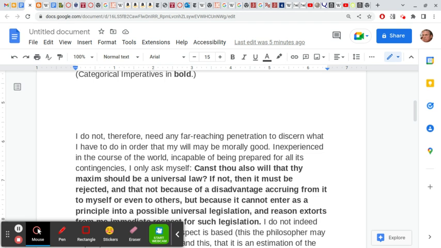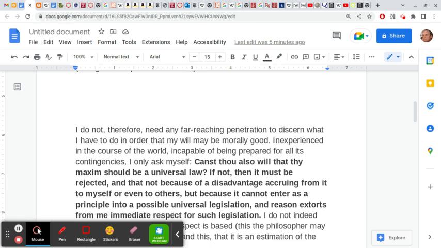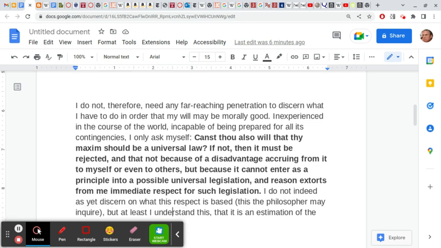The first categorical imperative obviously has to do with universalizability, and it's here in bold. Canst thou also will that thy maxim should be a universal law? That's the question that we ask. If not, then it must be rejected. That's pretty much as far as you need to go. I mean, that's enough, right? Can you will that your maxim should be a universal law? If you can, then it's okay to do.